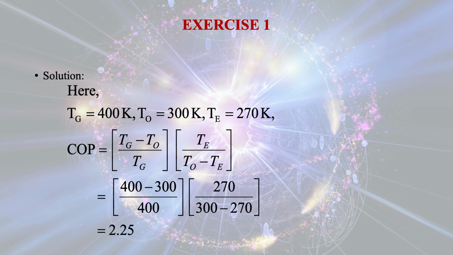We know very well that the coefficient of performance for a vapor absorption refrigeration system is equal to (Tg minus To) divided by Tg, multiplied by Te divided by (To minus Te). In this case, Tg is given as 400 K, To is given as 300 K, and Te is given as 270 K. Just put the values in this expression for coefficient of performance, and after calculations you will get the value of coefficient of performance as 2.25.